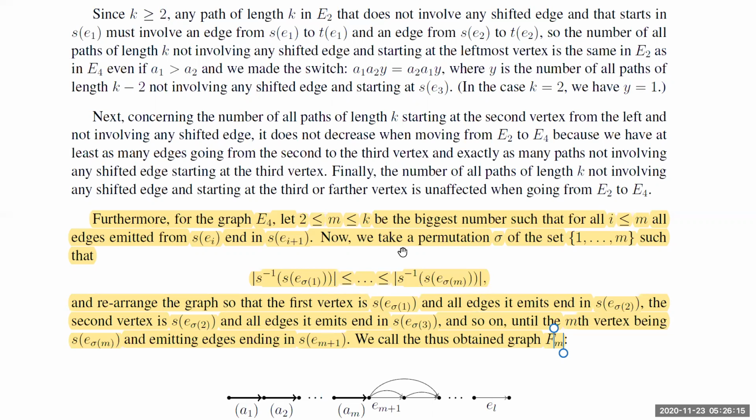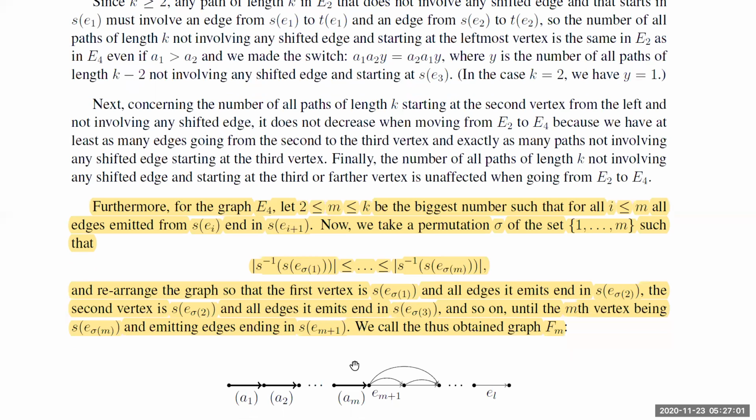I arrange it in such a way that the first vertex is S of E sigma 1, and all edges it emits end in S of E sigma 2. Then the second vertex is S of E sigma 2, and all edges it emits end in S of E sigma 3, and so on, until the m-th vertex being S of E sigma m, and emitting edges ending at S of E m plus 1, right? There is no further permutation here. I just do not change my vertex S of E m plus 1.